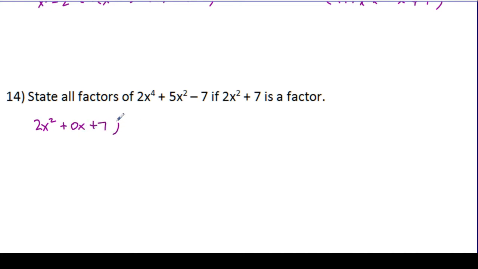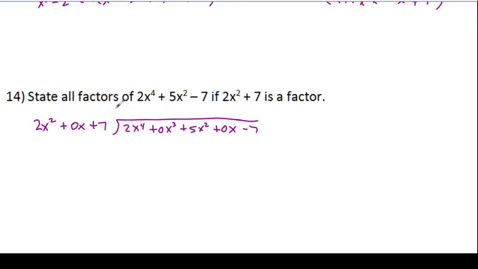Okay, and then on the inside of the long division symbol, I'm going to do the same thing. I'm going to say 2x to the fourth. I don't have an x cubed, so I'm going to put 0x cubed, plus 5x squared. I don't have an x to the first, so I'm going to put 0x minus 7. Okay. And now we're doing long division.